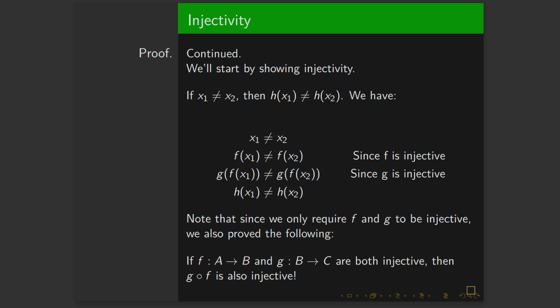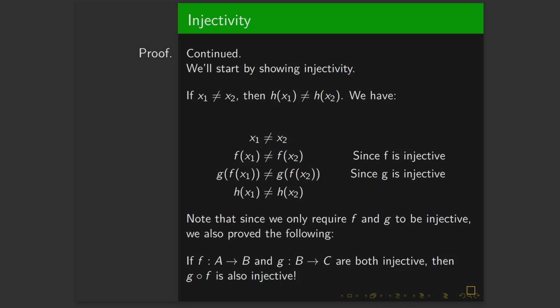What we're trying to show is that if x1 is not equal to x2, then h of x1 is not equal to h of x2. So, you just run through it. x1 is not equal to x2, but then since f is injective, this is the same as saying that f of x1 is not equal to f of x2. But since g is injective, this is the same as saying g of f of x1 is not equal to g of f of x2. But then g of f is the same as h. So h of x1 is not equal to h of x2.